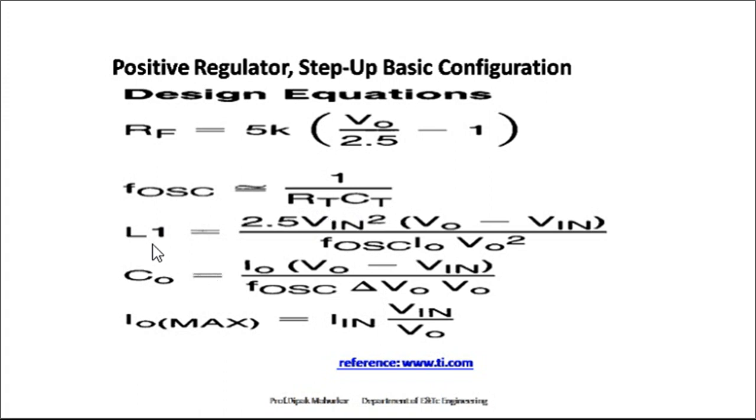Then inductor L1 is equal to 2.5 into Vin square into (V0 minus Vin) upon oscillator frequency F into IO into VO square. Then capacitor CO is equal to IO into (V0 minus Vin) upon oscillator frequency into variation in delta voltage into VO. IO max is equal to Ip upon Vin upon V0.